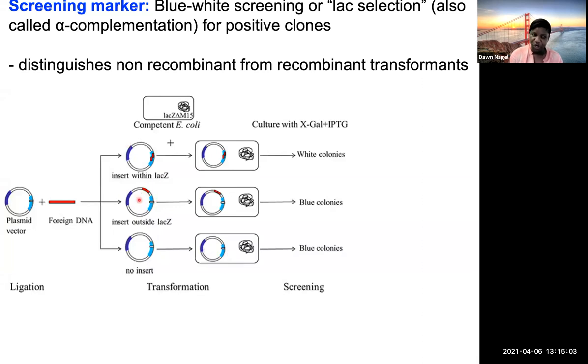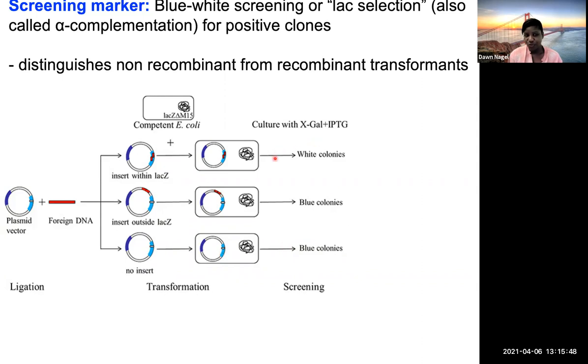This option, where you have the insert, but somehow, and this is what happens naturally, this insert, for whatever reason, didn't insert in the multiple cloning site but inserted somewhere else on the plasmid. These cells will also grow on ampicillin. The transformation worked, they're all successful. They all have the resistance gene in the cell. Now, how do you distinguish these three scenarios, where the insert is in the correct place, it's in the wrong place, or it's not there at all? That's where the screening marker becomes important.